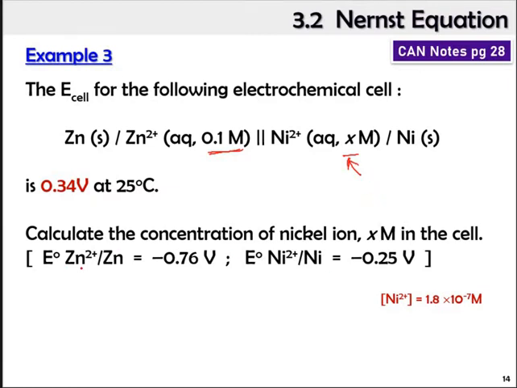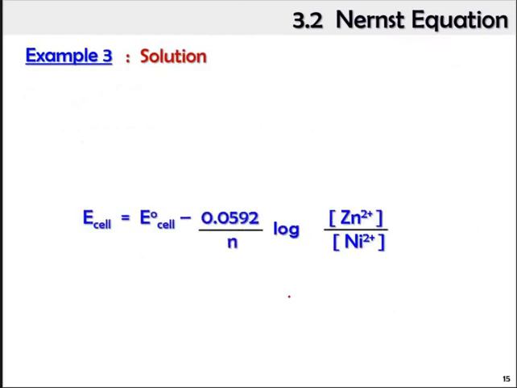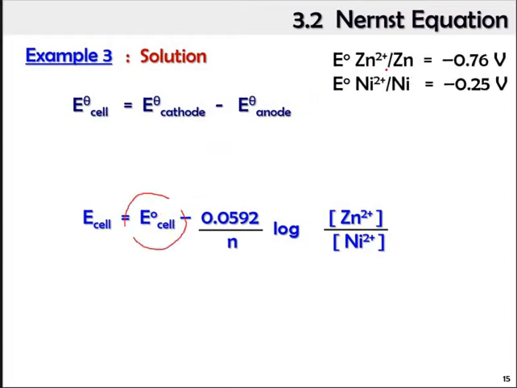Given there the value of SRP for zinc and nickel is negative 0.25 volts for nickel and negative 0.76 volts for zinc. So using the Nernst equation, first of all you have to find the E naught cell first, sebab dalam formula Nernst equation ada E naught cell, so you have to find this one first. So given there the zinc, substitute all the values and you get the answer.